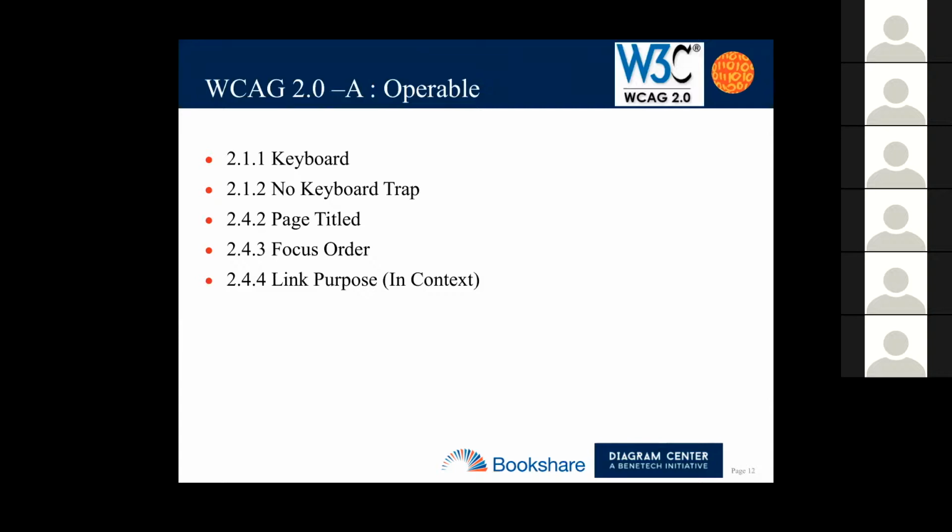So, no keyboard traps. Make sure all the pages are titled correctly, and that the focus order is in the correct order, and that if you have any links in your EPUBs, they are in context and meaningful, so that a person with a screen reader knows by activating this link where it's going to take them. Is it going to take them outside the book, potentially? So make sure that that's well described.